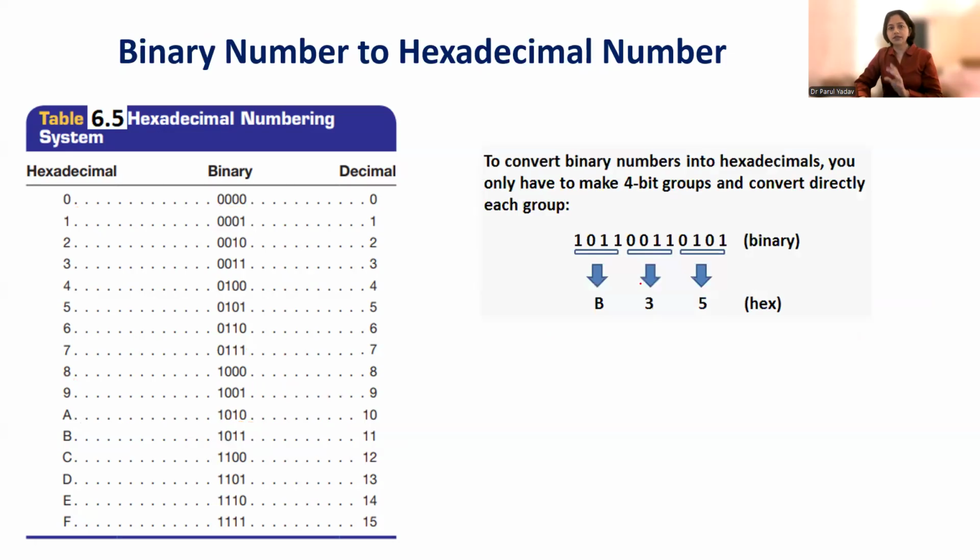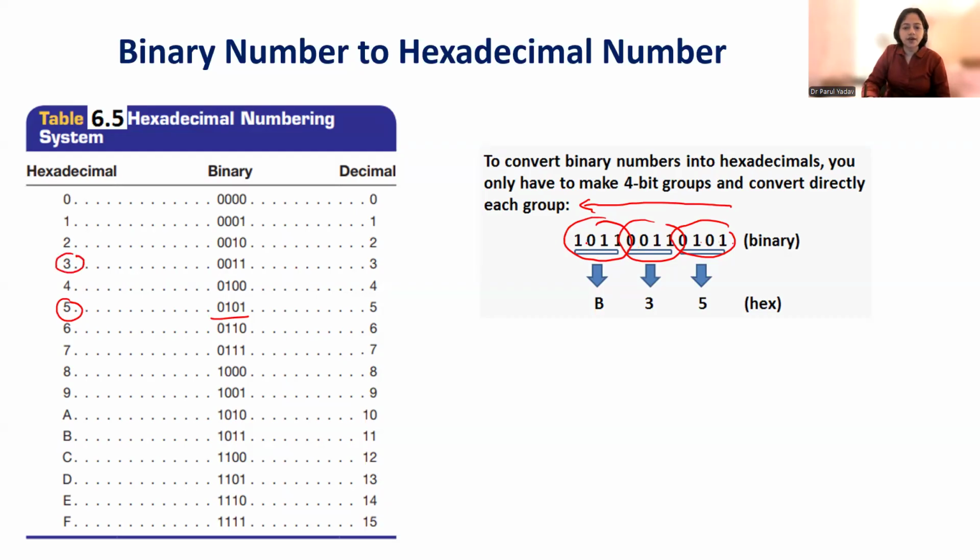Now look at the vice versa. Suppose a binary number is given and you need to obtain its hexadecimal number. Again, you make blocks and group the digits, writing 4 digits in one block, and then you do the reverse process. You make the grouping from right to left. First you make this block, then this block, and then this block. Here you have 0101, which means 5. Then 0011, which is 3.